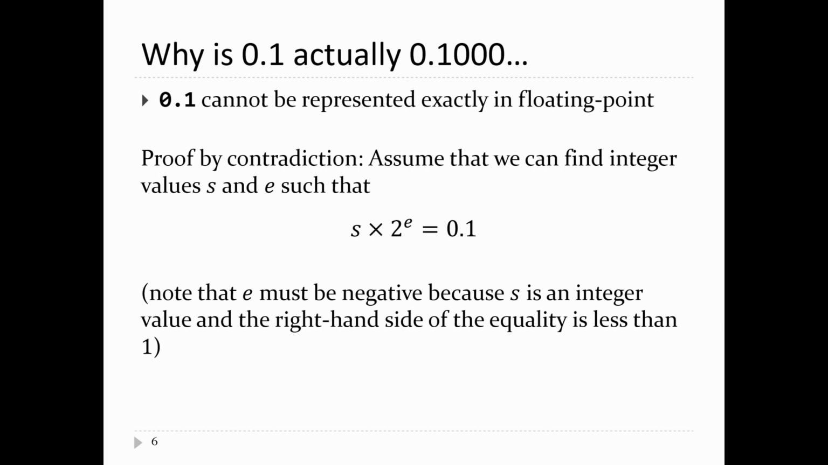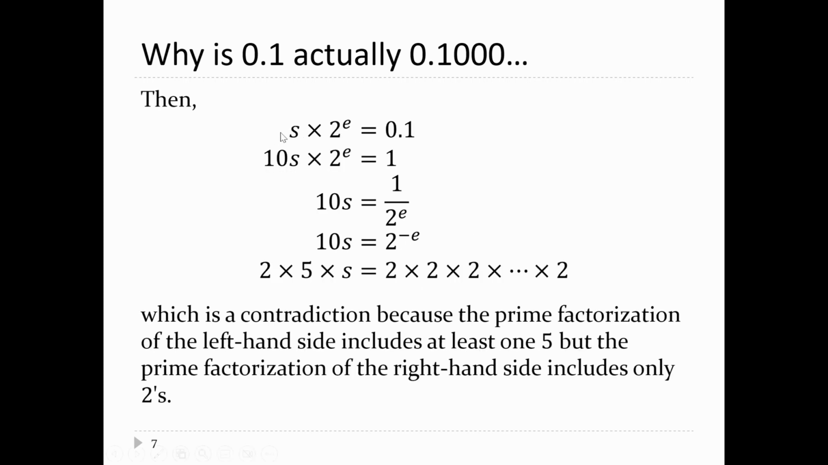So how do you do this? It's not hard. We're going to assume there is some s and some e such that this equation is true. So I multiply both sides by 10 to get rid of the decimal. We get 10 times s times 2 to the e equals 1. Divide both sides by 2 to the e, so I get 1 over 2 to the e. Now remember, e is negative, so I can write 1 over 2 to the e as just 2 to the negative e. And now you have that equation: 10s equals 2 to the negative e.